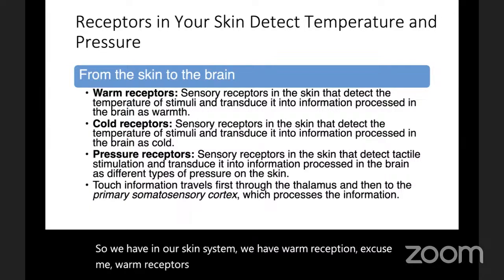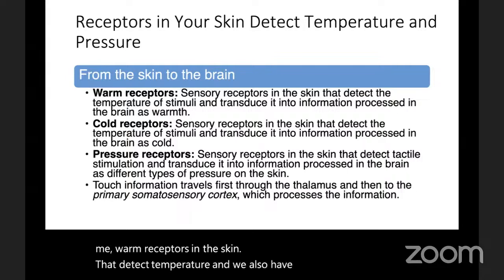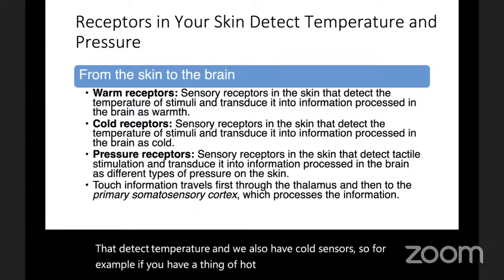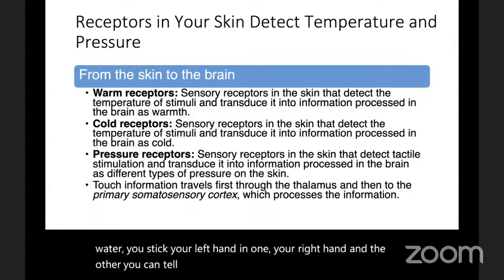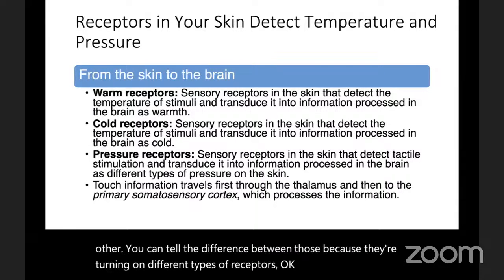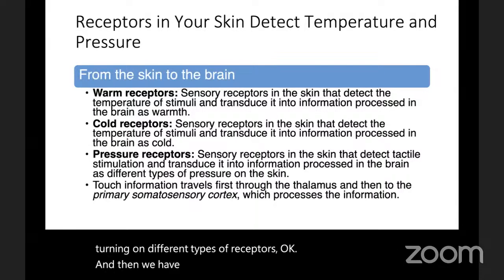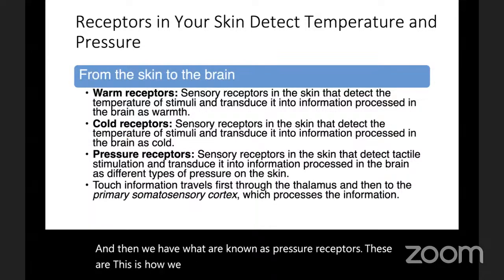Okay, so in our skin system, we have warm receptors in the skin that detect temperature, and we also have cold sensors. So for example, if you have hot water on one side and cold water on the other, you stick your left hand in one, your right hand in the other, you can tell the difference between those because they're turning on different types of receptors, okay? And then we have what are known as pressure receptors. This is how we understand things like touch, okay?